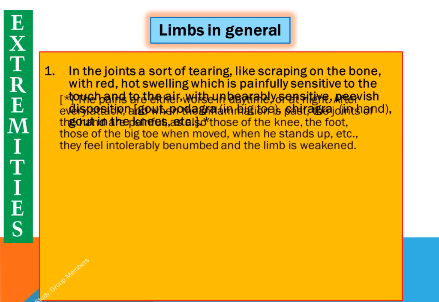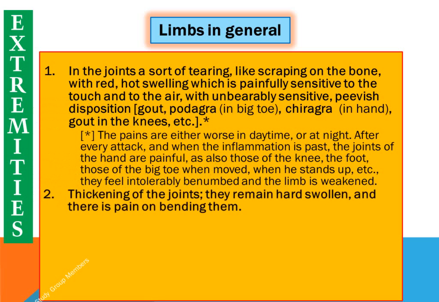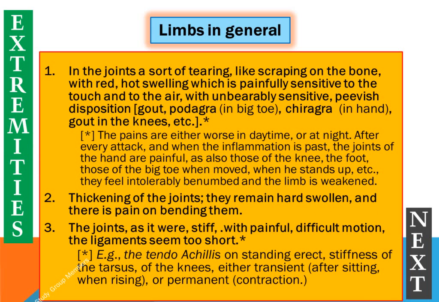So here the symptoms. Then the asterisk says that the pains are either worse in daytime or at night after every attack, and when the inflammation is past, the joints of the hands are painful, as also those of the knee, the foot, those of the big toe when moved. Big toe, there is a propensity for gout to affect the big toe, when he stands up, etc. They feel intolerably benumbed, numbness, and the limb becomes weak, that is lameness. Then thickening of joints, they remain hard, swollen, and there is pain on bending them.